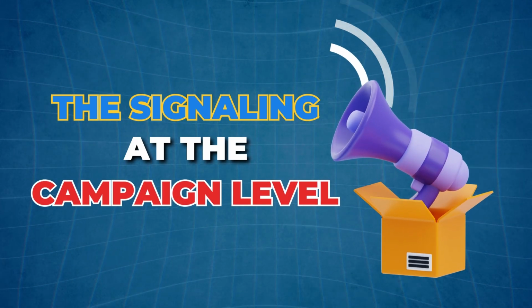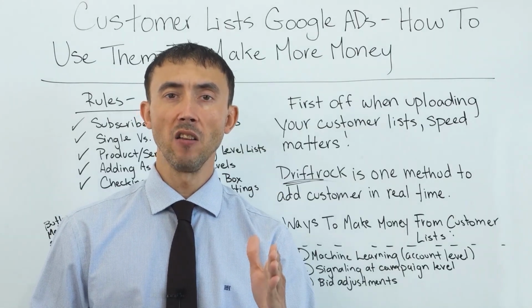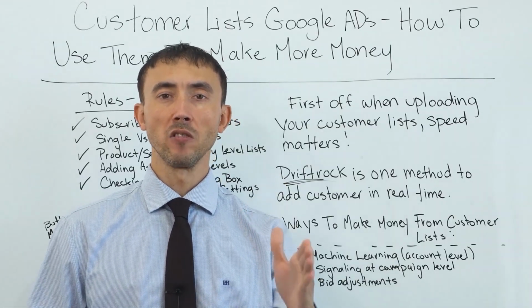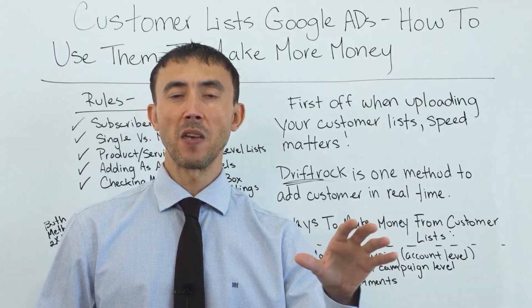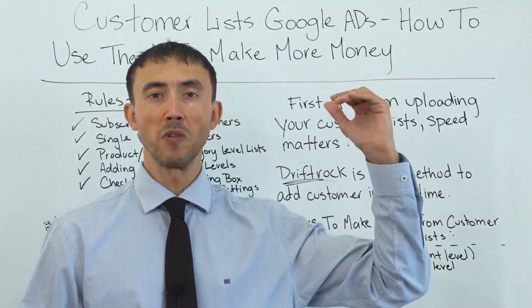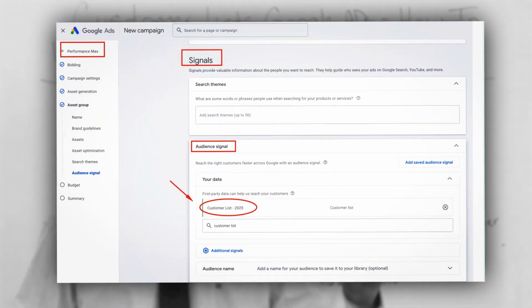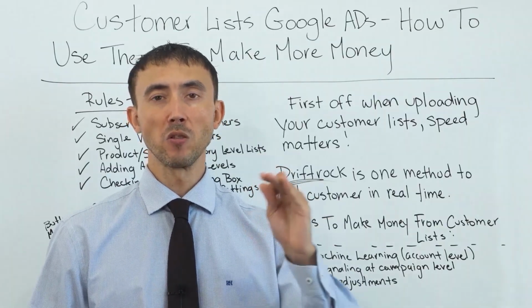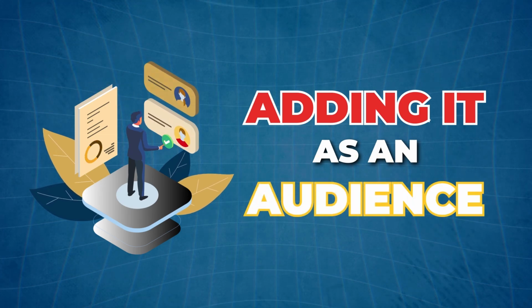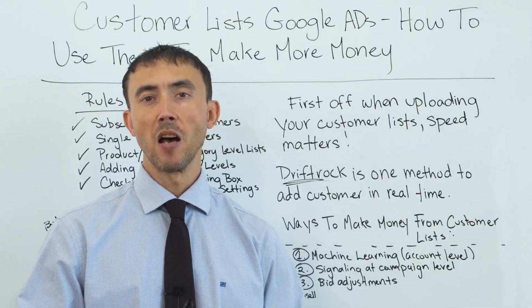But you also got, secondly, the signaling at the campaign level. So you could create different customer lists for different products and services that you sell, so that on a campaign level, you can add those lists there as an audience, and that in itself will steer that campaign on an individualized campaign level. So you got optimization going on at the account level, you got optimization going on at the campaign level. And on a PMax campaign, it's of course adding it as a signal. On a search campaign or display campaign, it means adding it as an audience. Same thing with demand gen, you can add it there as an observation.